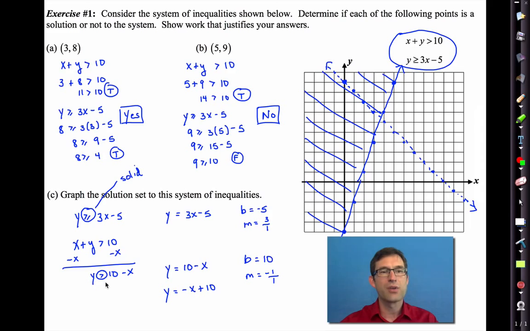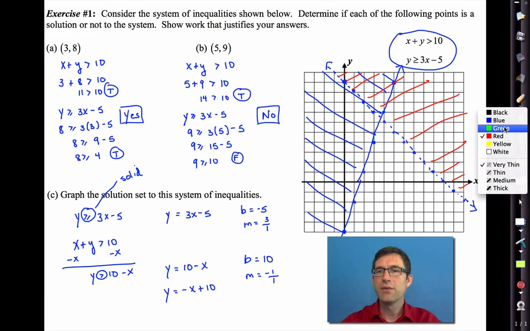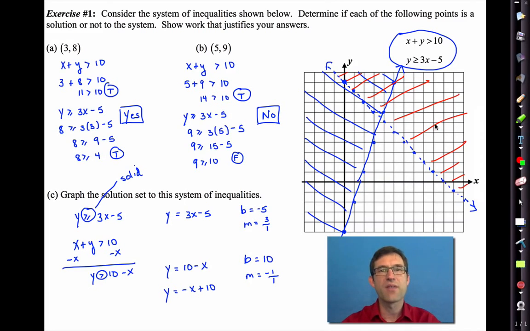The other one was also greater than. Y is greater than 10 minus x. So I'm going to shade above this line. Now, what exactly is my solution set? Well, remember, my solution set will be all the points that make both of these inequalities true. Well, that is going to be this little triangular region right up here. That is my solution set.